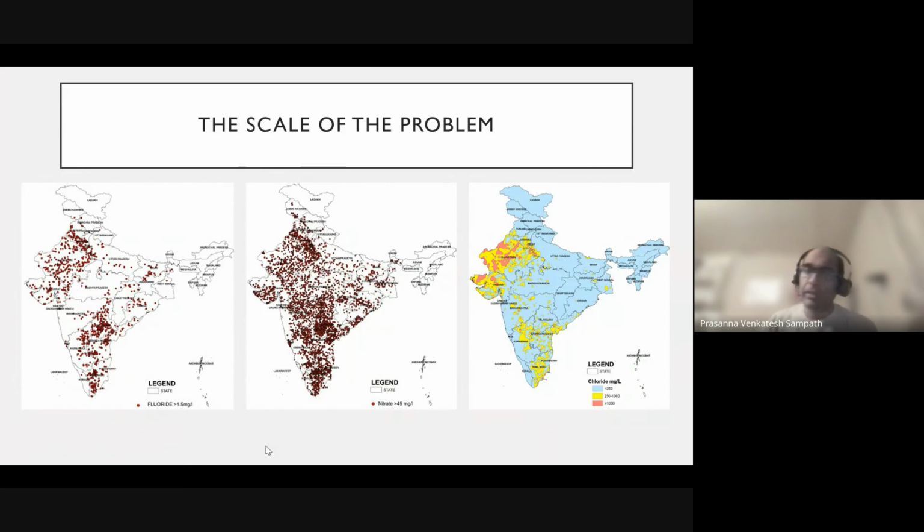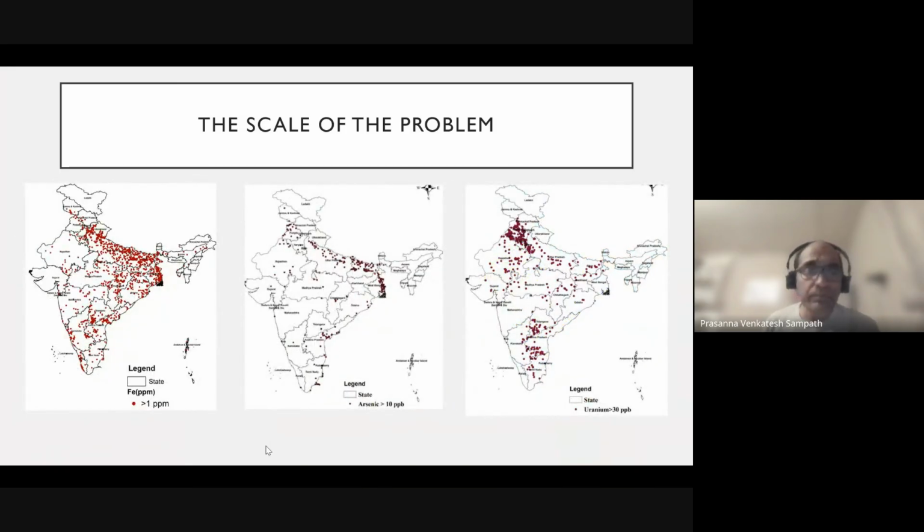Jamnagar Petroleum Refinery is there, and so on and so forth. So that could be possible reasons, in addition to the fact that that's where the desert part of India is. Okay, so that's chloride. Moving on.